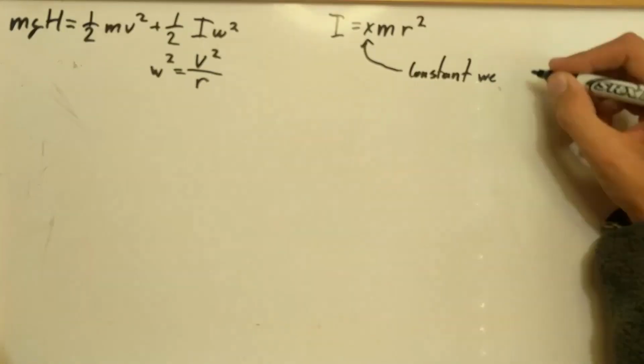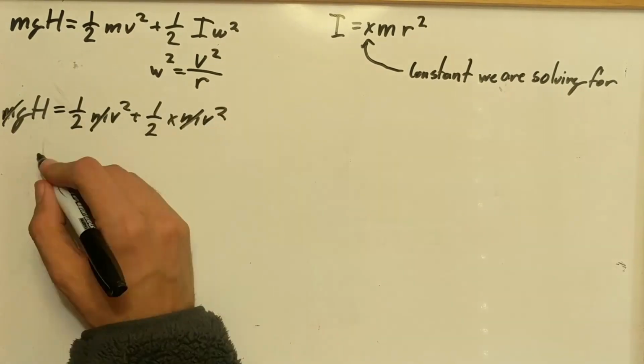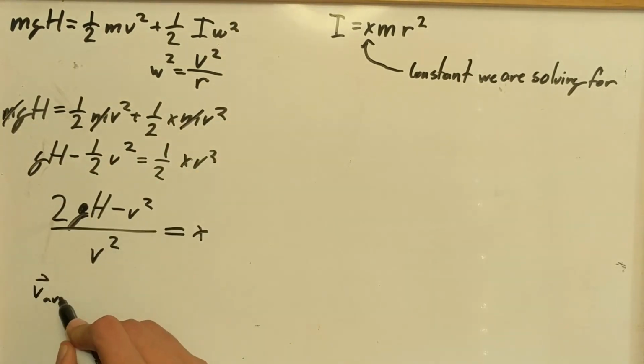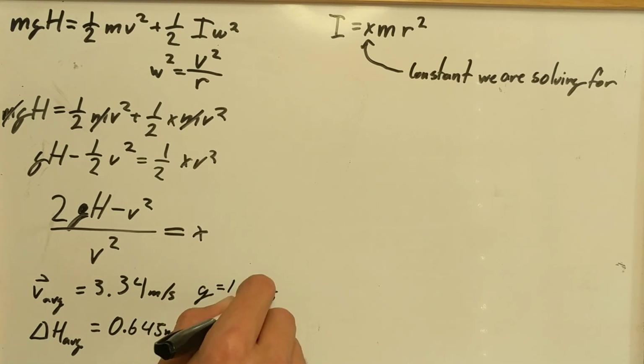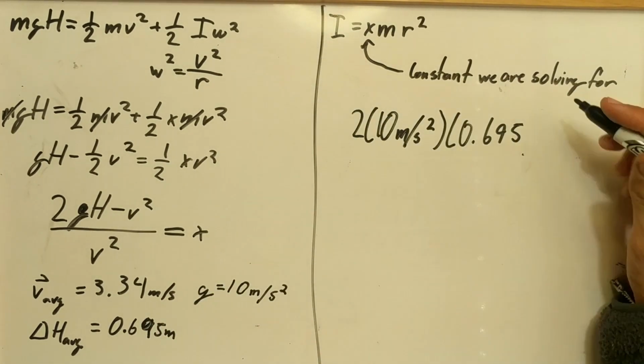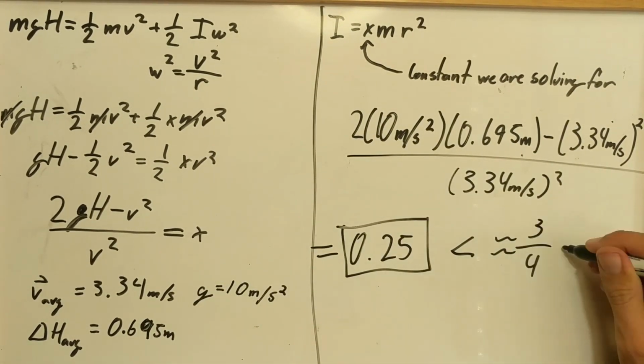When we plugged our collected data into our formulas, we found a coefficient of 0.25, which is significantly less than the 0.75 that we expected from a wheel of this shape.